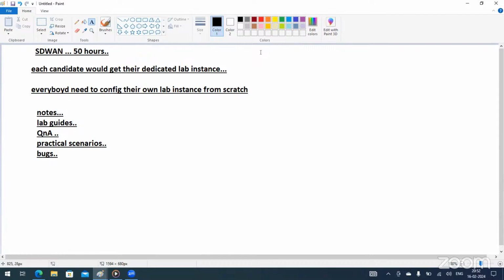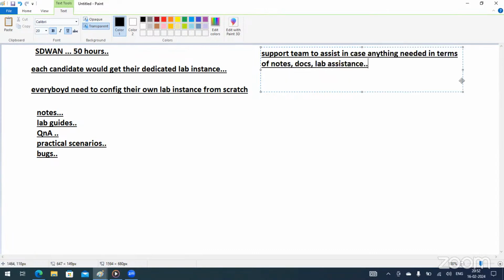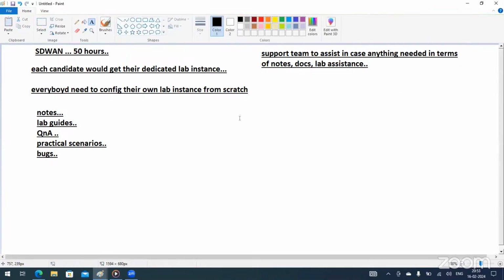Then, of course, we have a Q&A forum with networking where you can post your queries. We have a support team to assist in case anything is needed in terms of notes, documents, or lab assistance, right? And of course, I am also available. I'll be sharing my email and contacts with you. I may not be able to answer you right away, but I'll be there. If you have anything from your production environment, you want to discuss your queries.